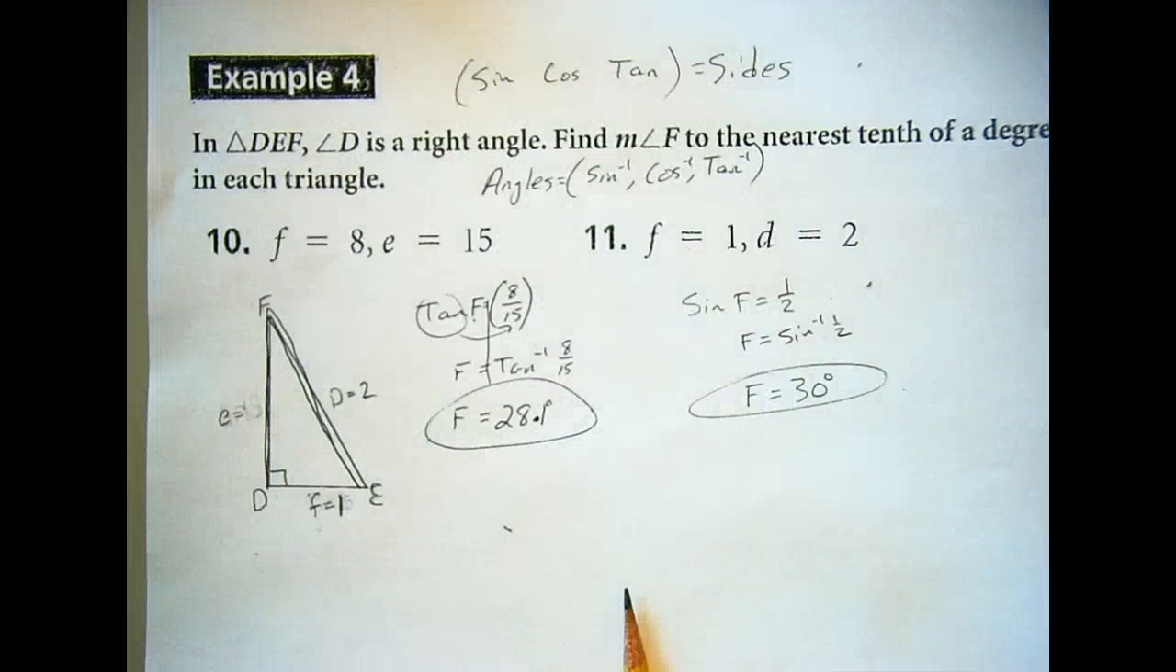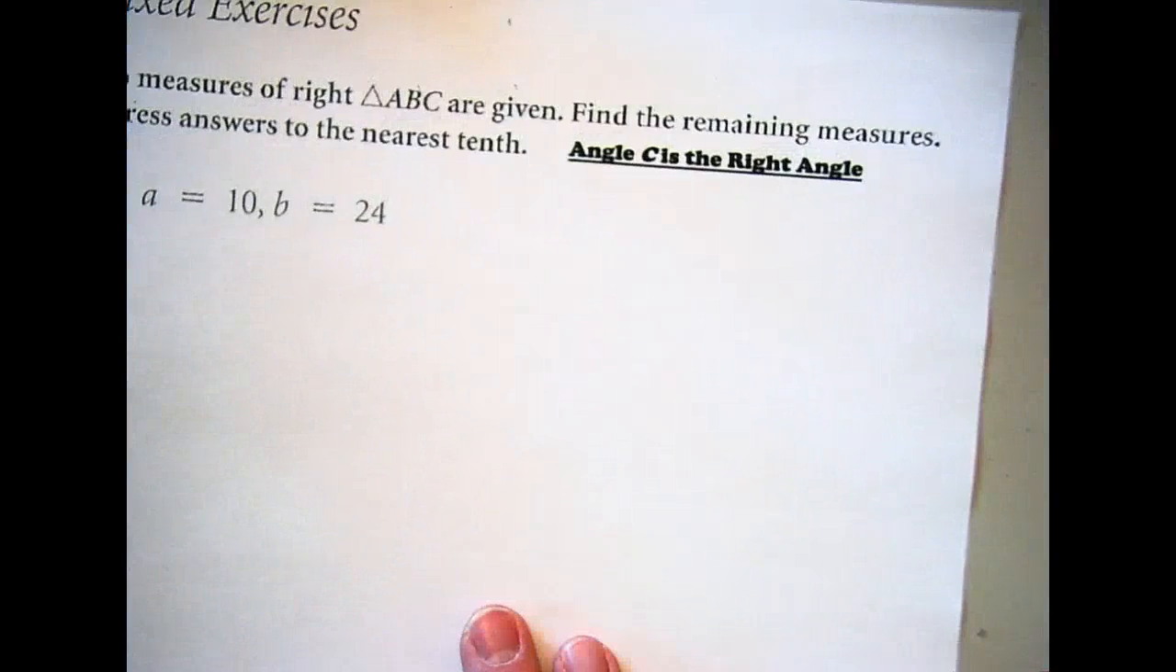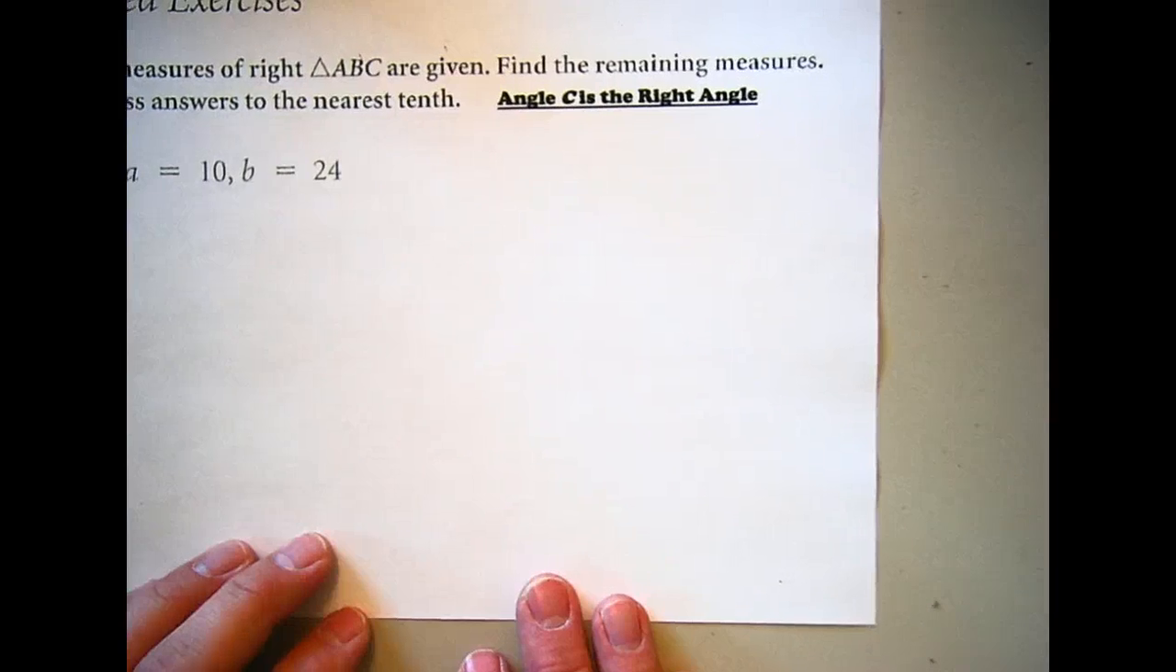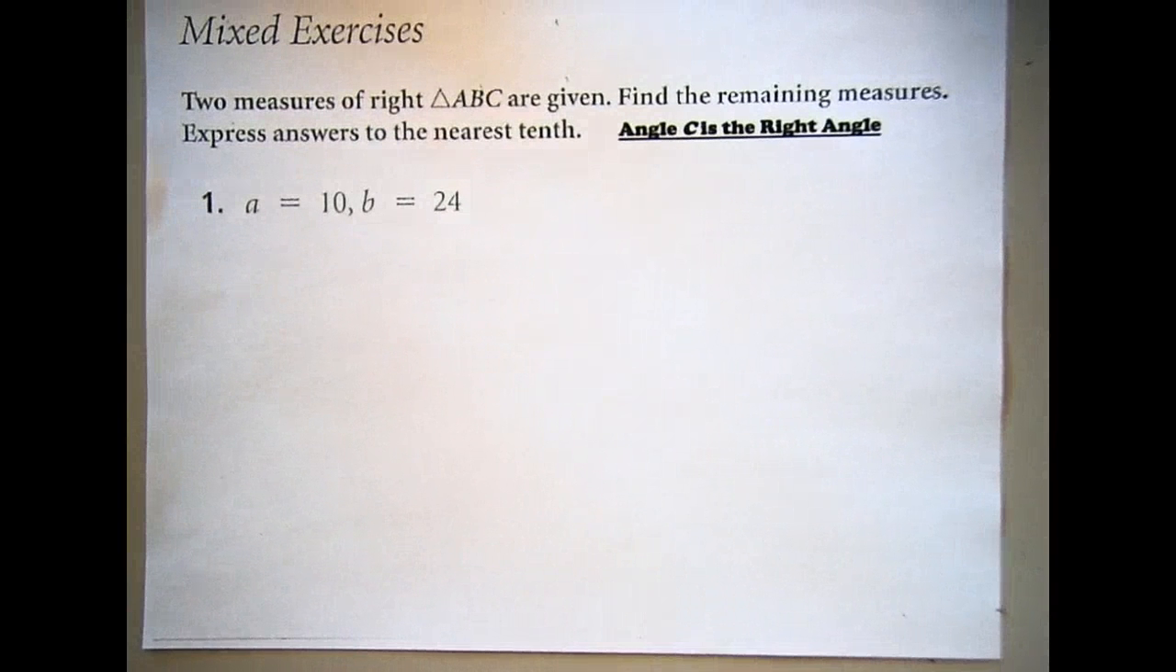Everyone rate themselves 1 to 5. Covered a lot of stuff today. Okay? So we've covered the first 3 to 4 lessons of geometry that you did last year on trig. Okay? Here's the last piece. It's the very last problem. This is the mixed side.